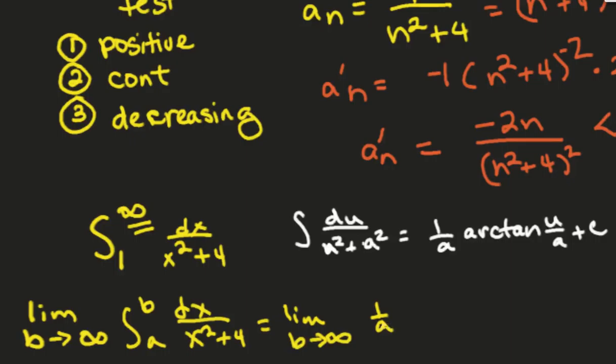And that's 1 over 2 arctangent x over 2 plus c. Nope, not plus c. Why isn't it plus c?